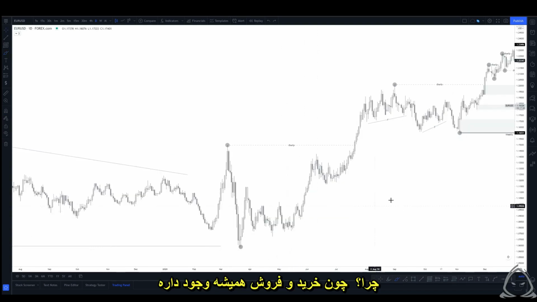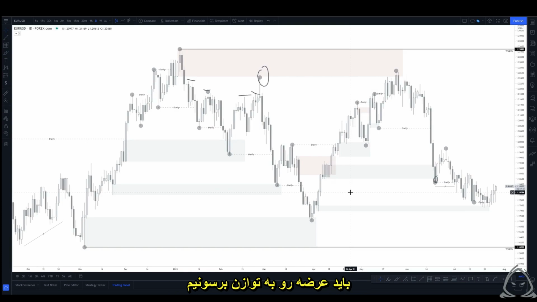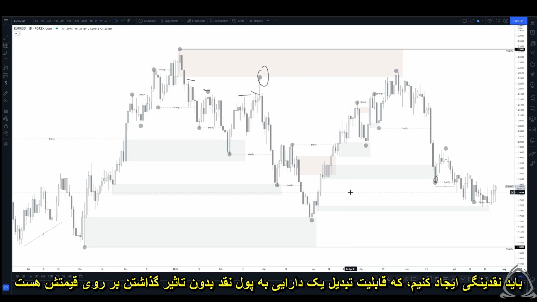Why? Because buying and selling is existing all the time. We need to rebalance price. We need to balance supply. We need to balance demand. We need to provide liquidity, which is the ability to convert an asset to cash without inversely affecting price.